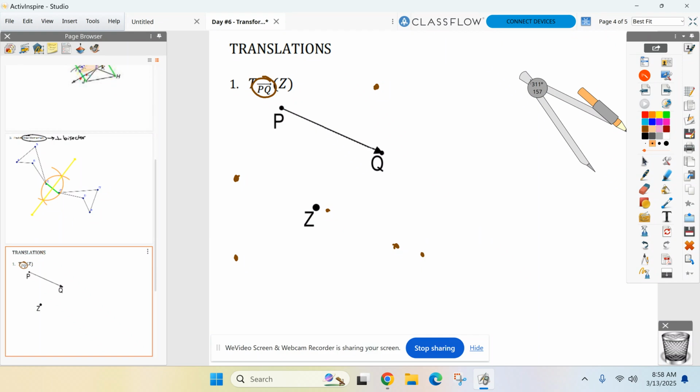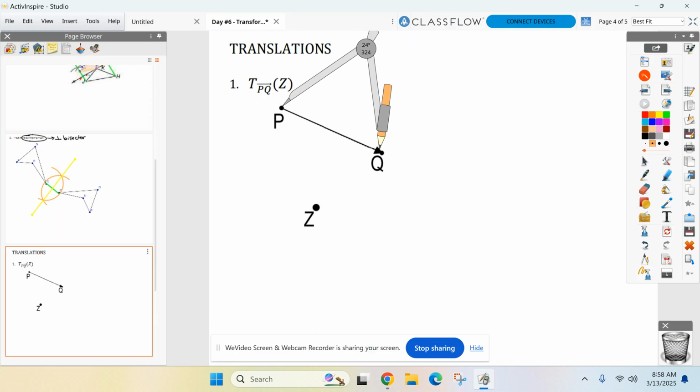All right, how do I do it? First thing, let's move it the length of PQ. Everyone take your compass and just measure PQ for me. Take your compass, open it up to the length of PQ. That's the first step, is we're going to move Z the length of PQ. So just open up your compass the length of PQ. No markings needed yet on this. No markings. Just open it up.